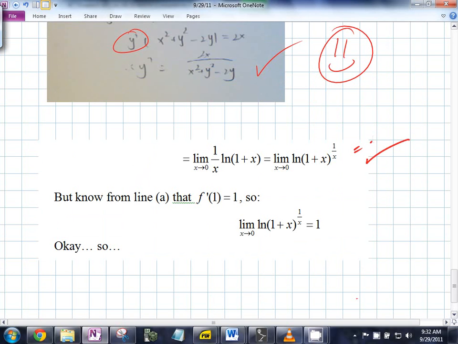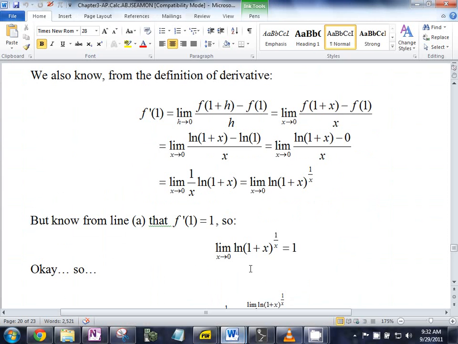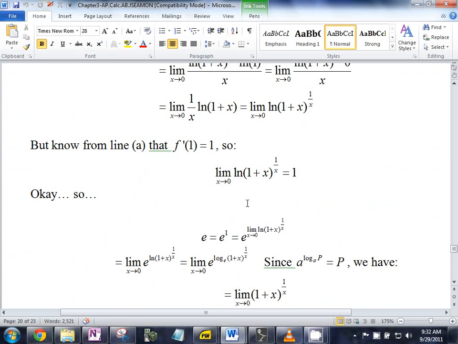Bear with me for a second here. If this is correct, as this goes to 0, another way to write this is in logarithmic form. What's the base of ln? E. So e to the first is equal to 1 plus x in the limit. This is the clever thing you can do. You know that, therefore, e is equal to this.